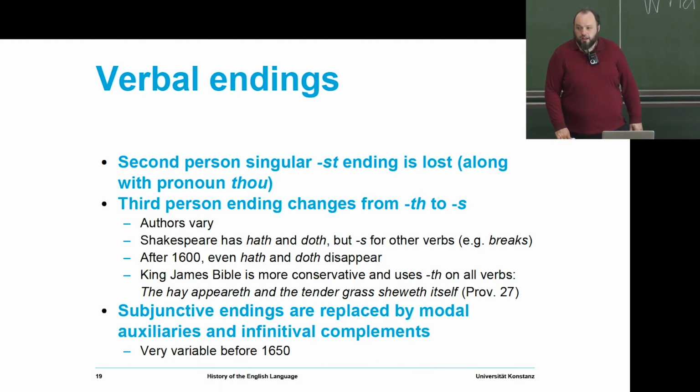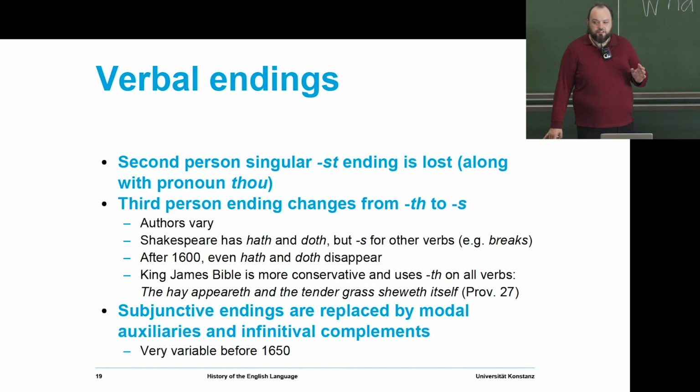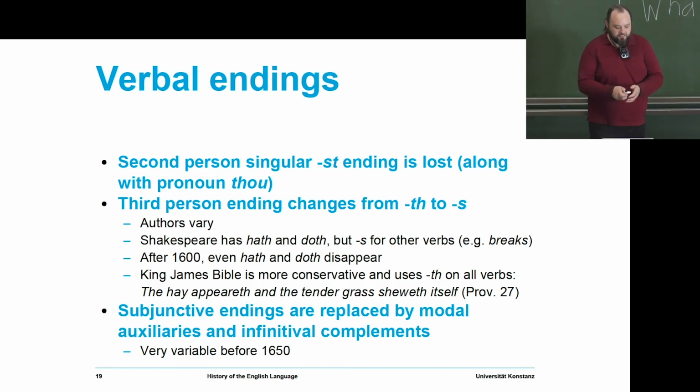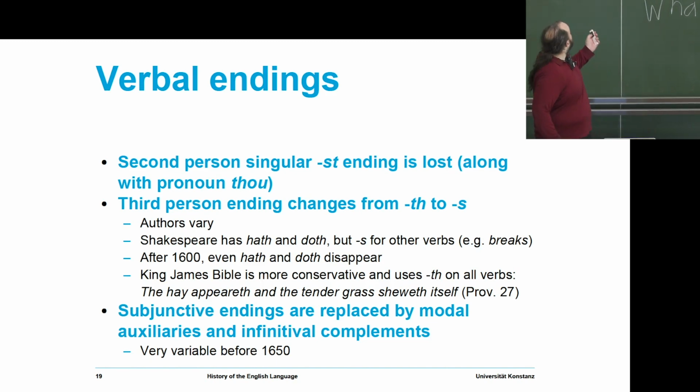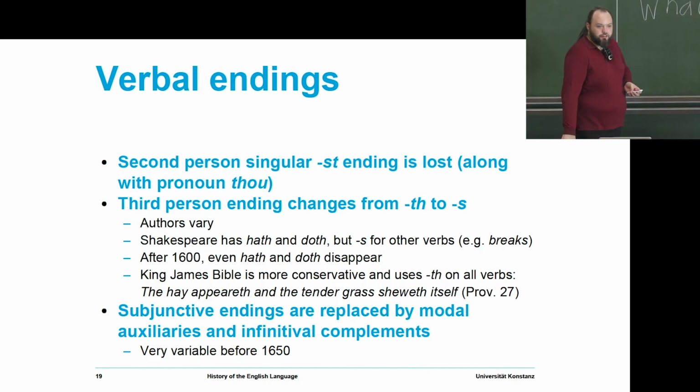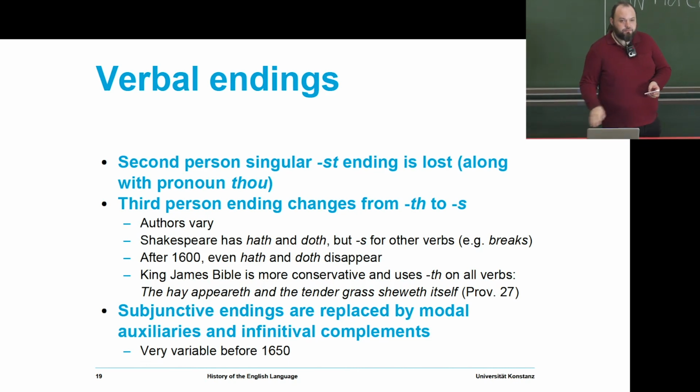Except in the King James Bible, because the King James Bible is very conservative, which is why we get sentences like this. The hay appeareth, and the tender grass showeth itself, rather than an s, which is what we'd expect today.